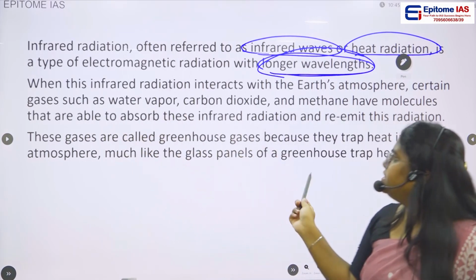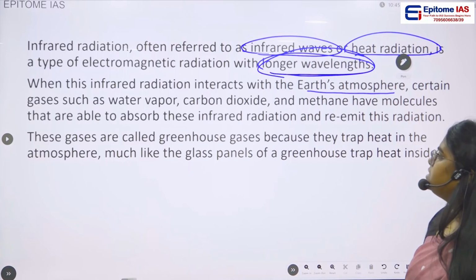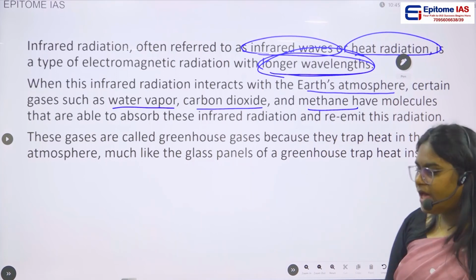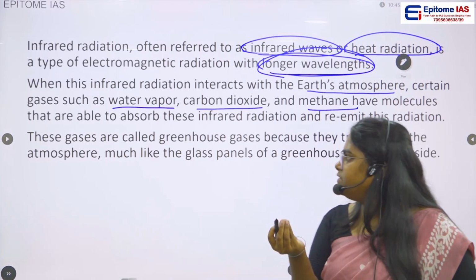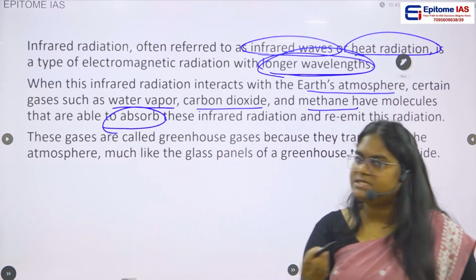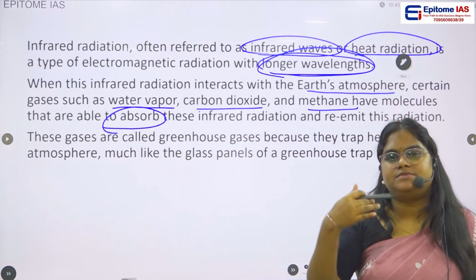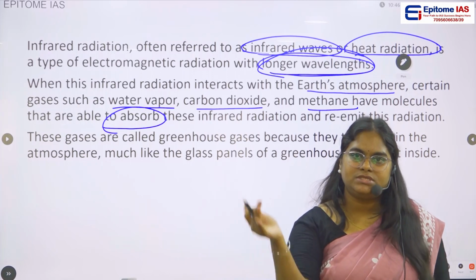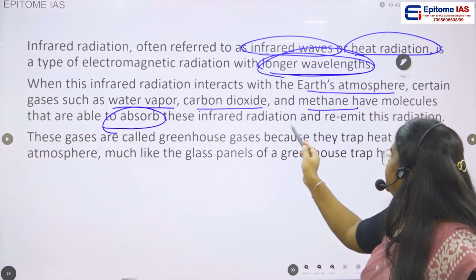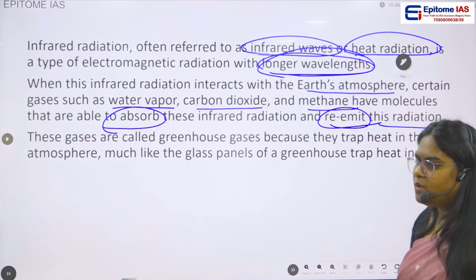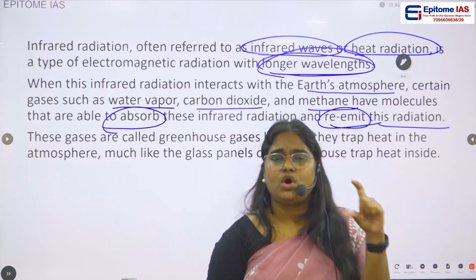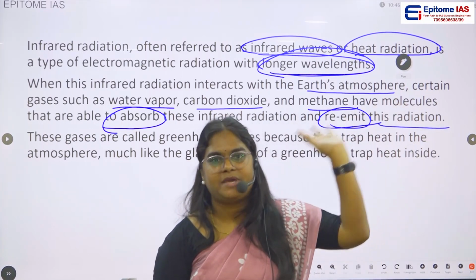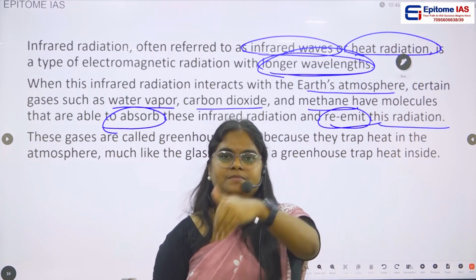When this infrared radiation interacts with the Earth's atmosphere, certain gases such as water vapor, carbon dioxide, and methane have a certain type of molecules. What will they do? They will be able to absorb this infrared radiation. Okay, once they absorb the infrared radiation, they will re-emit this radiation towards the surface of the Earth. That's why this long wave radiation, or the terrestrial radiation, is not able to escape the atmosphere to space, and it is re-radiated back to the Earth's surface.